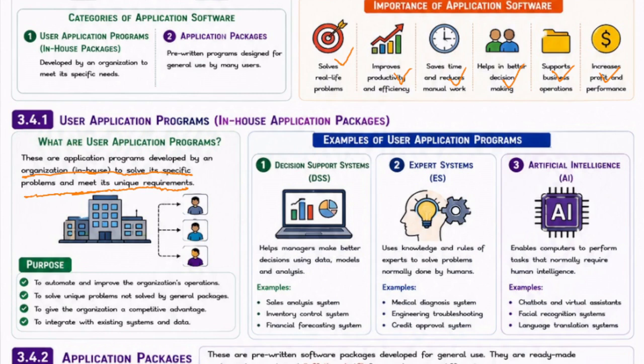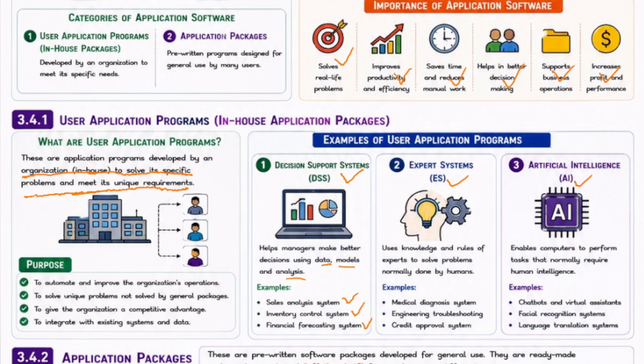Examples of user application programs are decision support system, DSS, expert systems, artificial intelligence. So DSS helps managers make better decisions using data, models, and analysis. Sales analysis system, inventory control system, financial forecasting system.